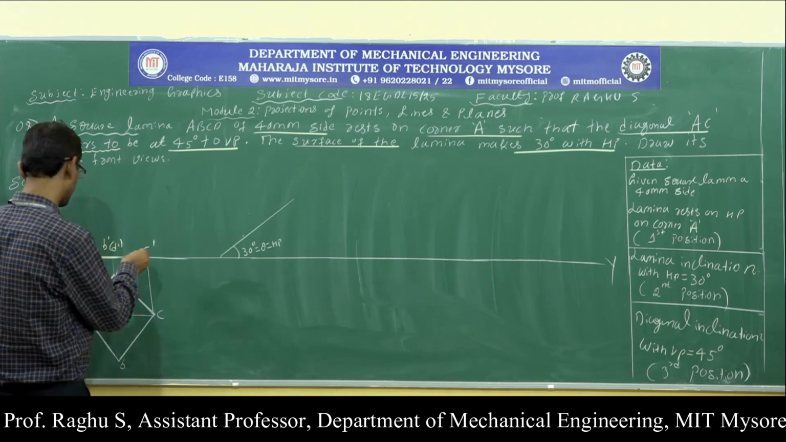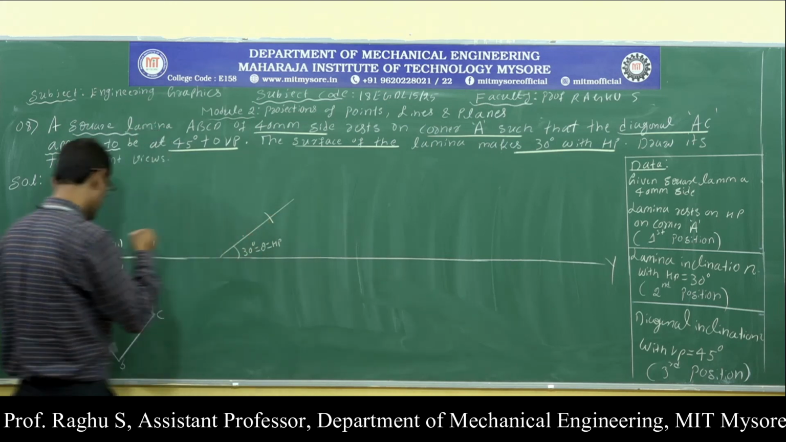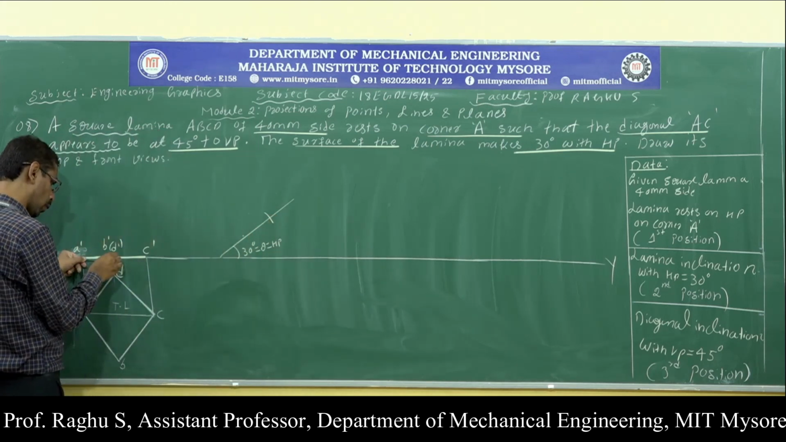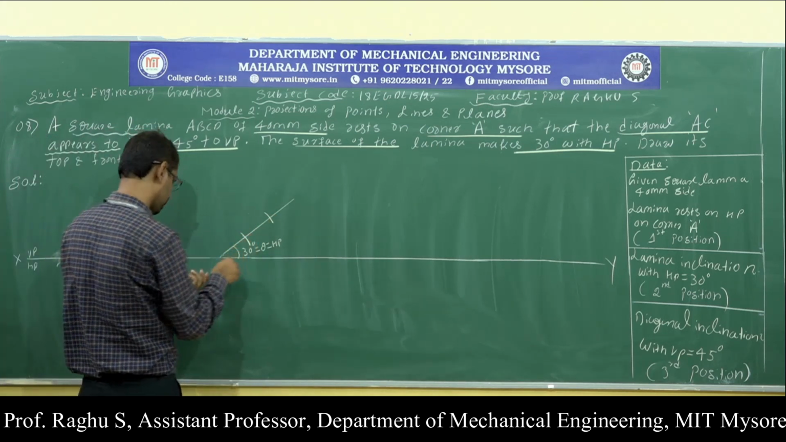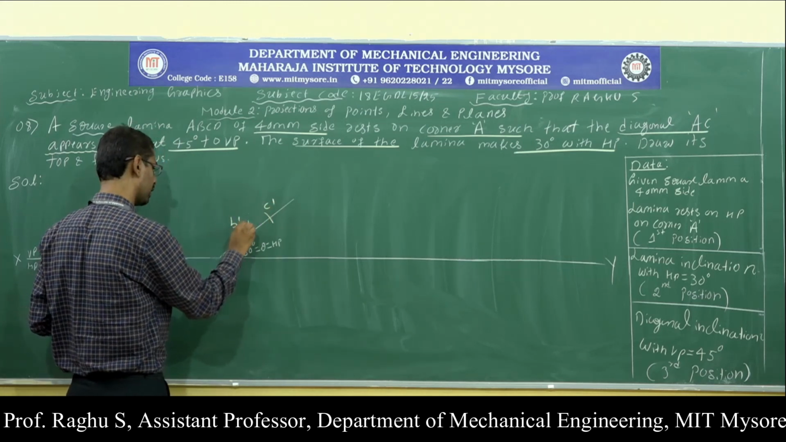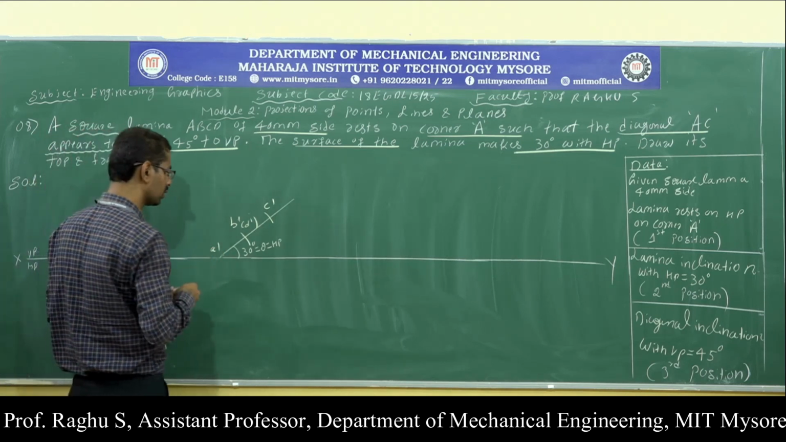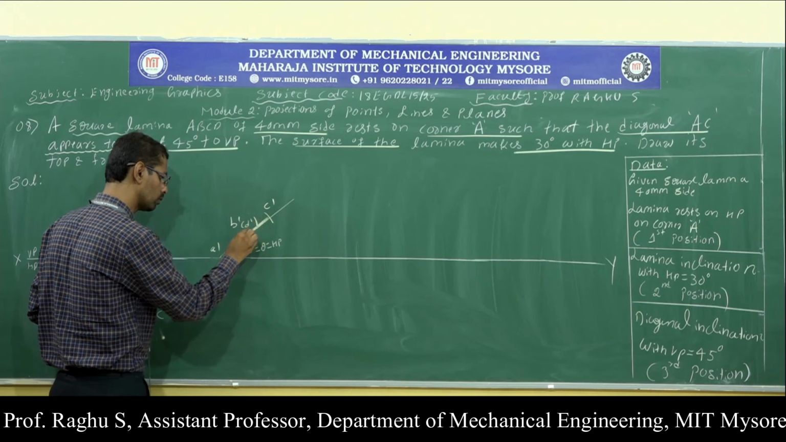Now measure this length, cut an arc. Next, measure this length from point A, cut an arc. So this is C dash, this is B dash and D dash, and this is A dash. Here you make it dark since it is the view.